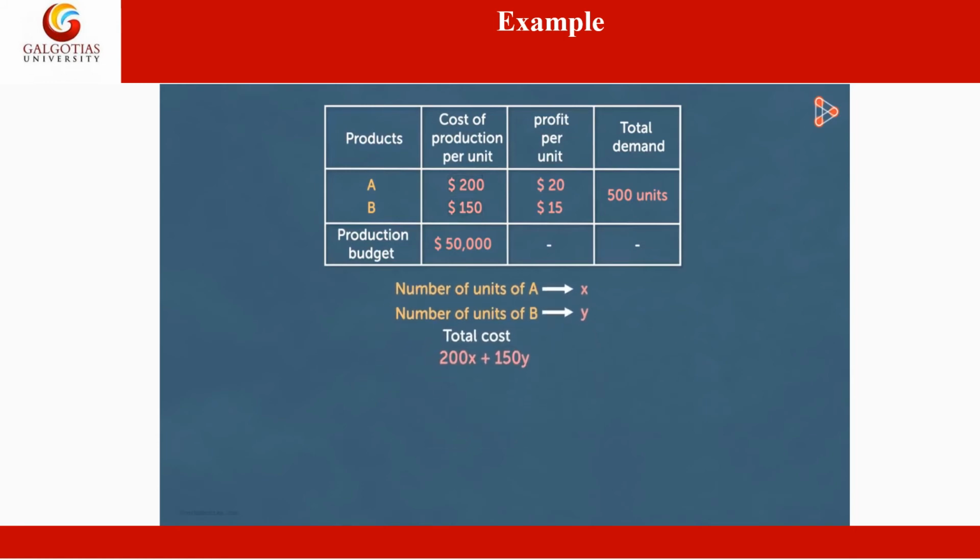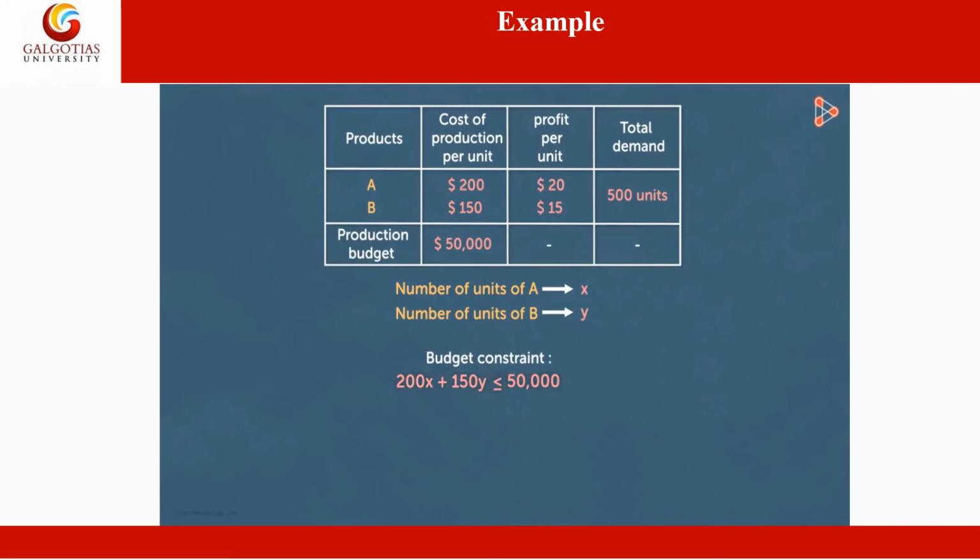Next, let's look at the constraint. It says the production budget is $50,000. That means the cost to be incurred should not exceed $50,000. It can be less than or equal to $50,000. Can you write this constraint in the form of a mathematical expression? Here's the answer. This expression represents the budget constraint of the problem. The total cost should not be more than $50,000.